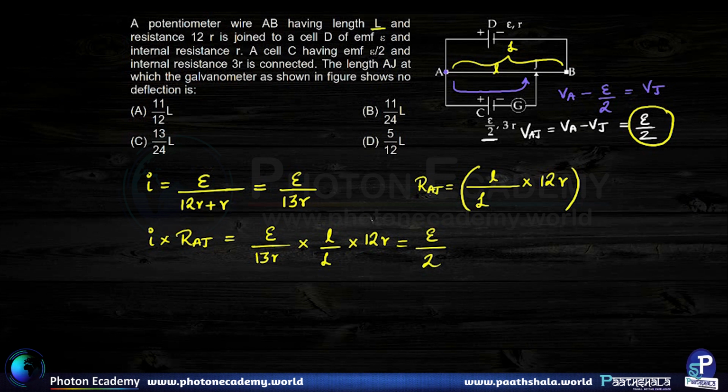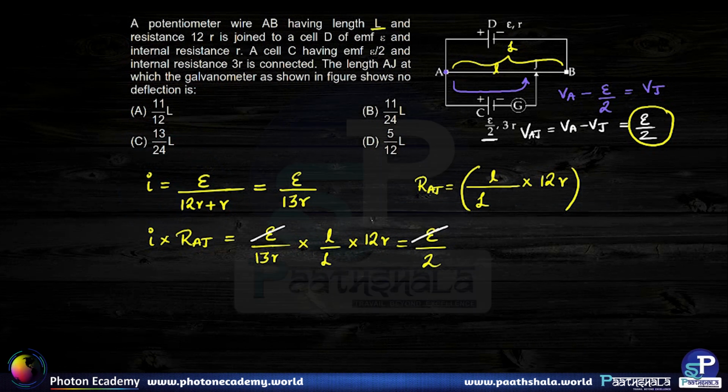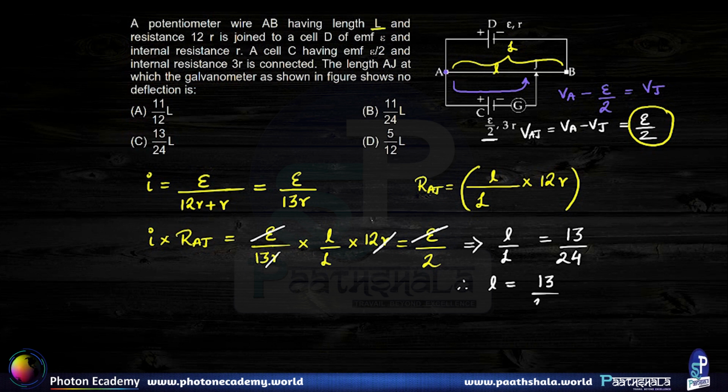Hence we'll be able to find the length l. The E will vanish, so will the R. So I get l upon L to have a value of 13 divided by 24. Therefore, l is equal to 13 divided by 24 into capital L. So that is option C.